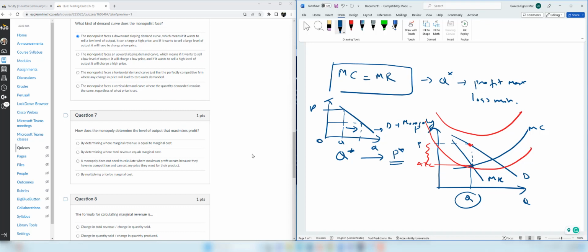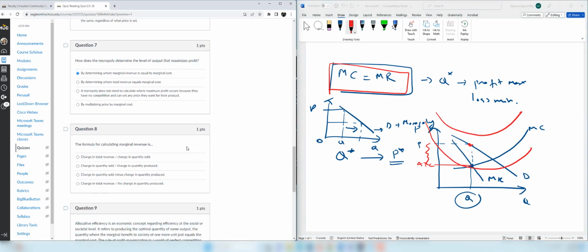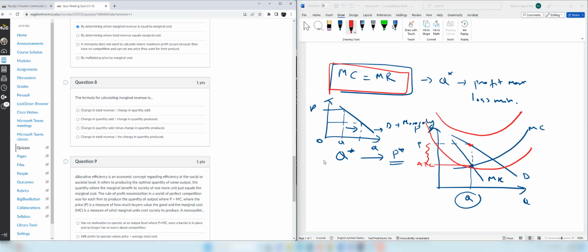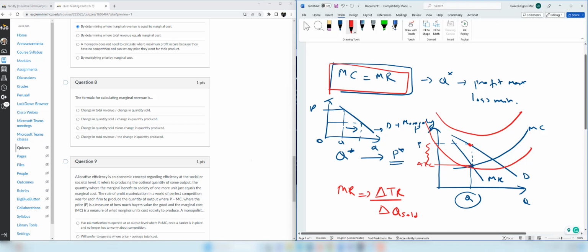Question 7. How does the monopoly determine the level of output that maximizes profit? As I write here on the board, the condition is MC equals MR, or the intersection of these two curves. So the right answer is by determining where marginal revenue is equal to marginal cost. Question 8. The formula for calculating marginal revenue. Marginal revenue is calculated as change in total revenue divided by change in quantities sold, not produced. Therefore, the right answer is the first one.